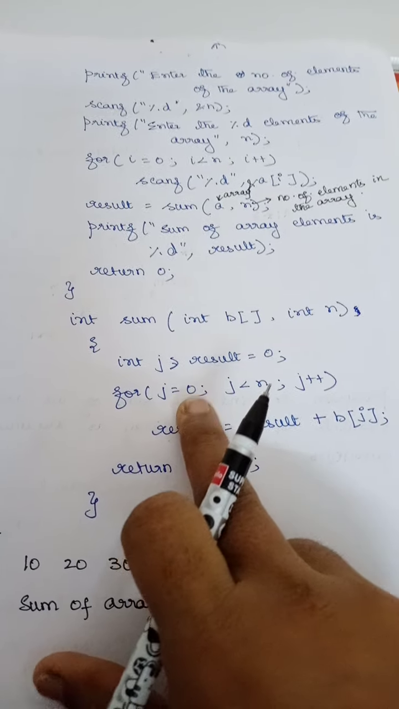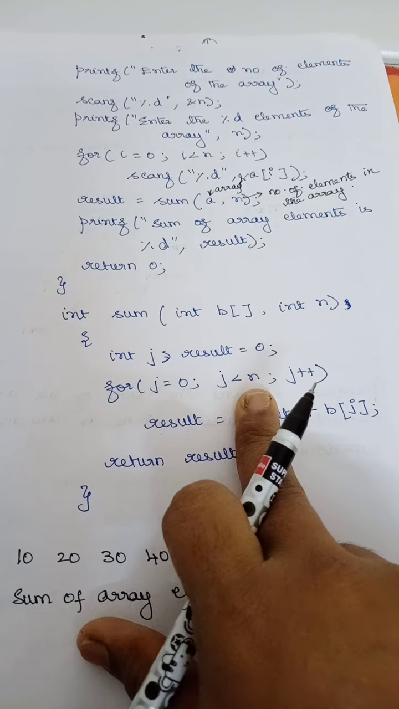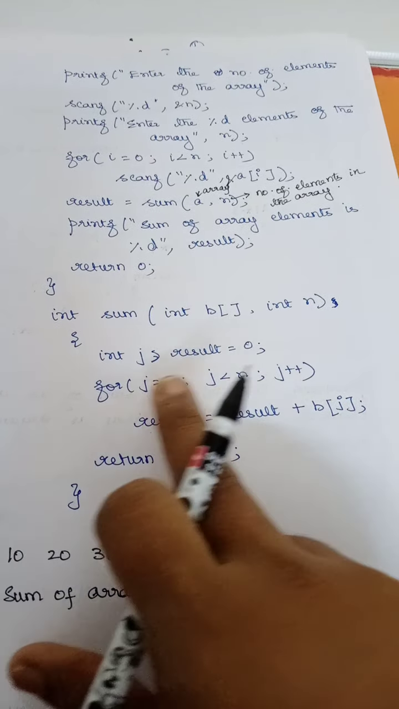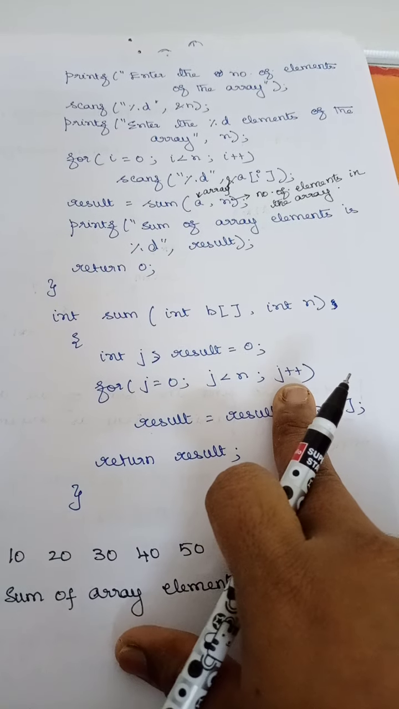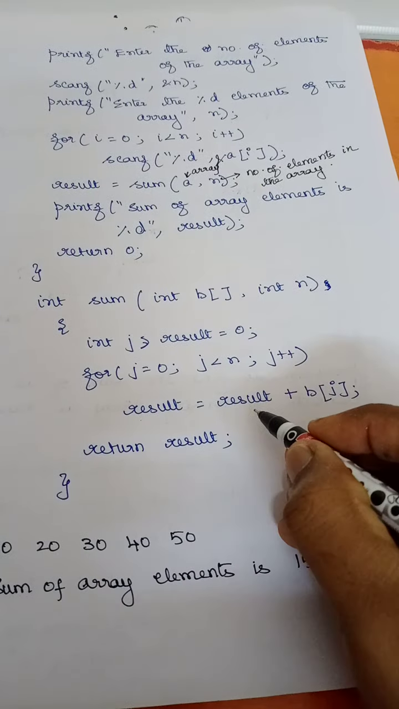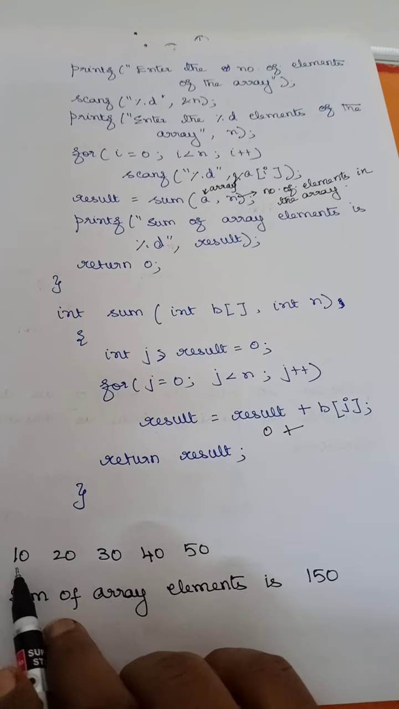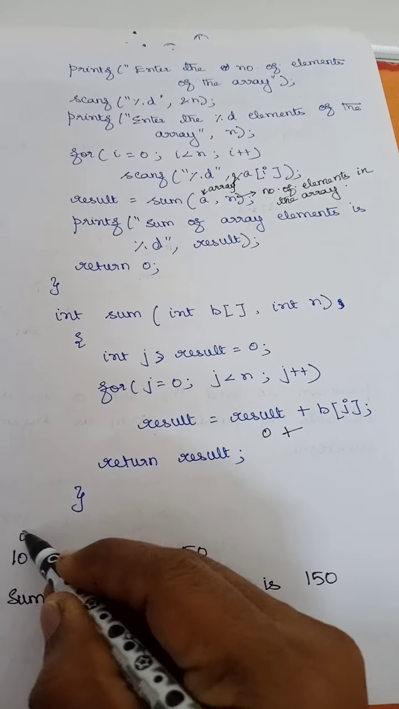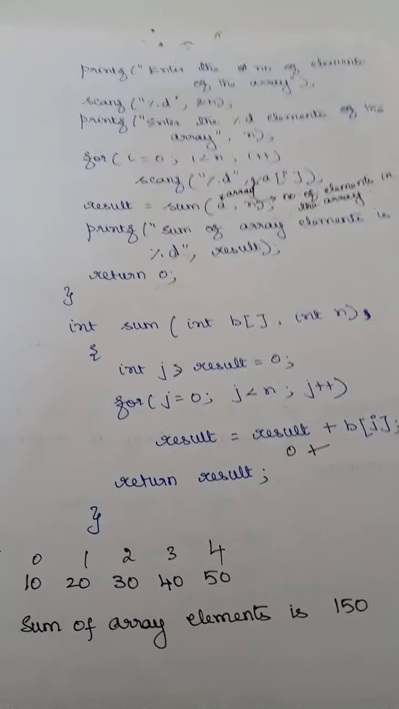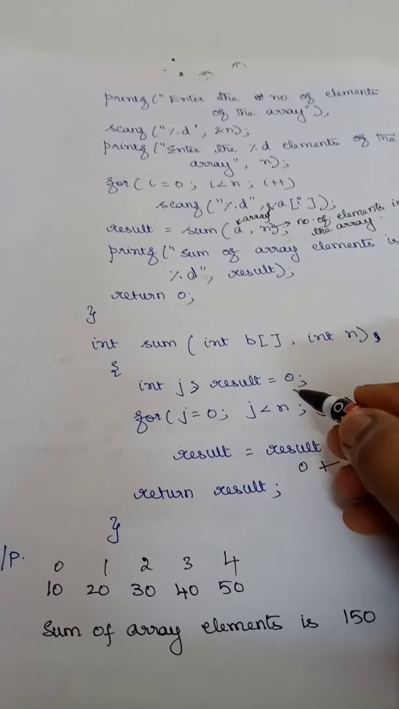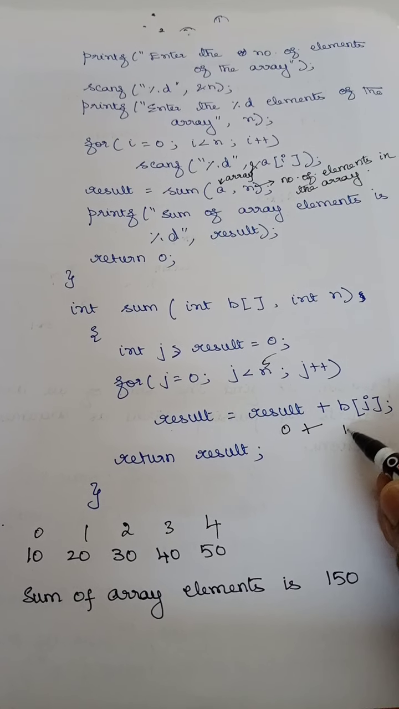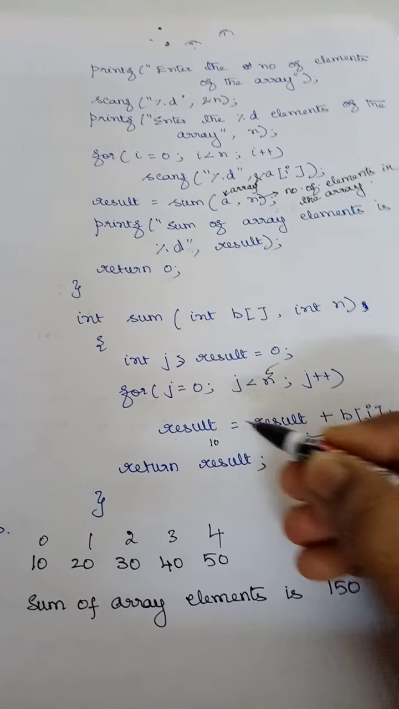For j equal to 0, j less than n. I need to access element by element in an array, right? So again I use a for loop. For j equal to 0, j less than n, j plus plus, and result is equal to result plus b of j. So first time result equal to 0. Suppose in my array I have 10, first element, index 0, 1, 2, 3, 4. Right? So I have 5 elements, so my n is equal to 5. So I will go b of j. B of 0 is what? 10. So first time I have result 10.